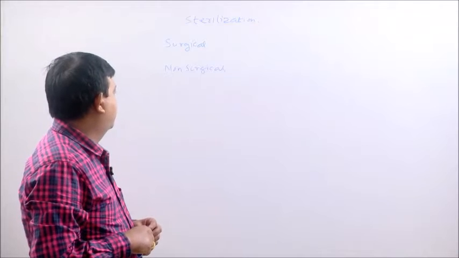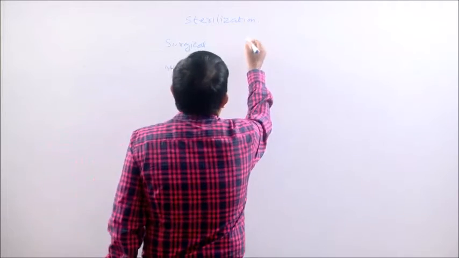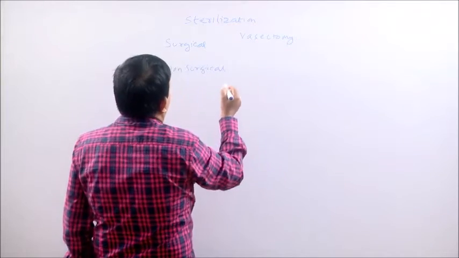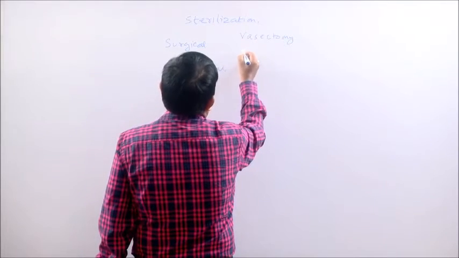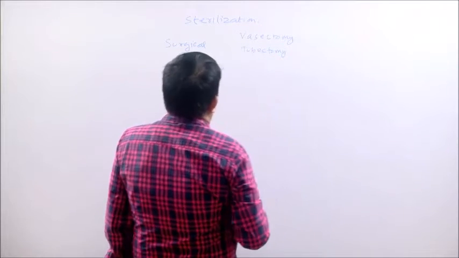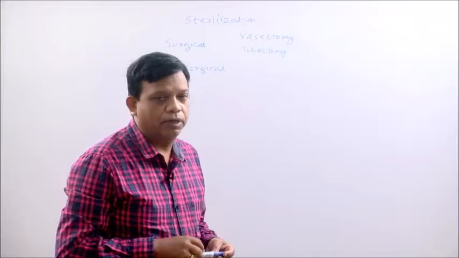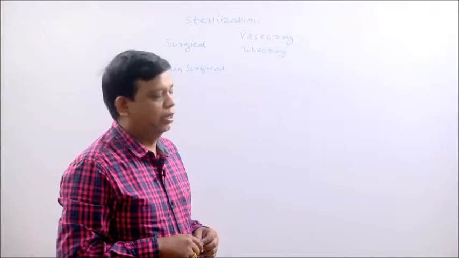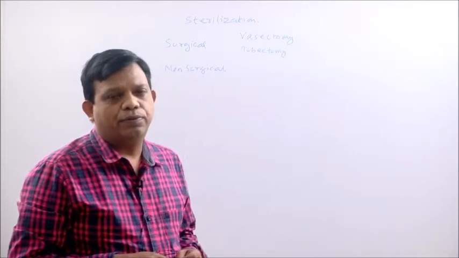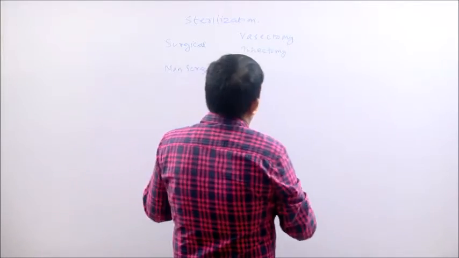The surgical method used for men is known as vasectomy. And for female, the surgical sterilization method used is known as tubectomy. So preferably vasectomy is used in case of males or in case of men for sterilization. In vasectomy, the sperm carrying duct is cut.